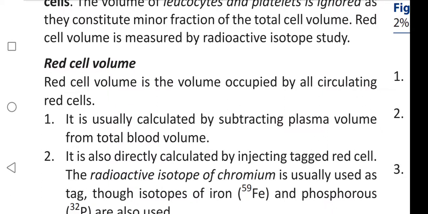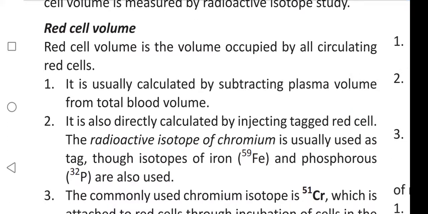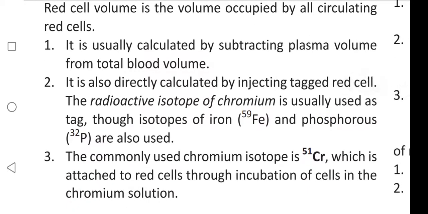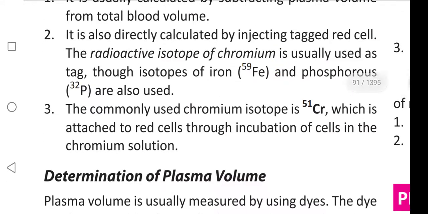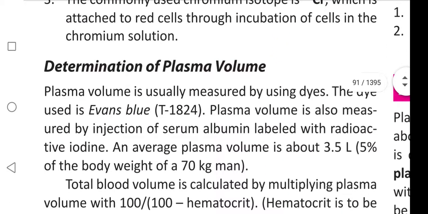First, red cell volume. Red cell volume is the volume occupied by all circulating red cells. It is usually calculated by subtracting plasma volume from total blood volume. It is also directly calculated by injecting tagged red cells. The radioactive isotope of chromium is usually used as tag. Two isotopes, iron 59 and phosphorus 32, are also used. The commonly used chromium isotope is chromium 51, which is attached to red cells through incubation of cells in the chromium solution. Determination of plasma volume.